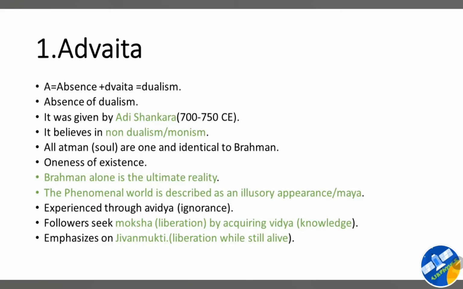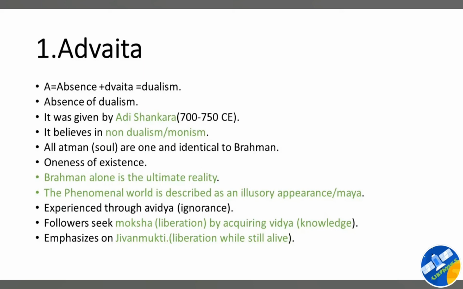It also says that Brahman alone is the ultimate reality and this phenomenal world is just an illusionary appearance or Maya, which is experienced through avidya, which means ignorance. So the followers of Advait seek moksha, which means liberation, and that can be attained by acquiring vidya, which means knowledge. Acquiring knowledge of one's true identity as soul and the identity of soul and Brahman. This philosophy emphasizes Jivan Mukti, which means liberation while still alive.